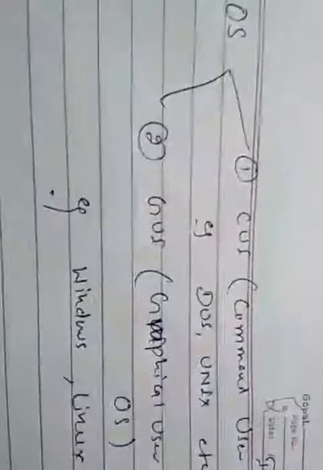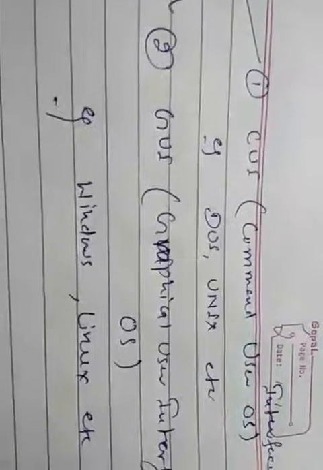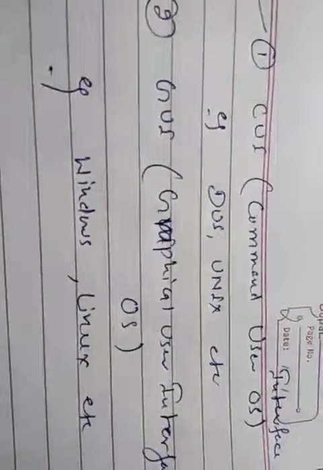CUI stands for command user interface, and the examples of this are DOS and Unix. In CUI the mouse will not work, so all the work will be done with the help of commands that will be typed by the keyboard. So the user first has to remember the commands, what command is for what purpose.